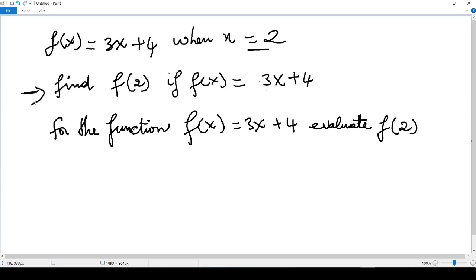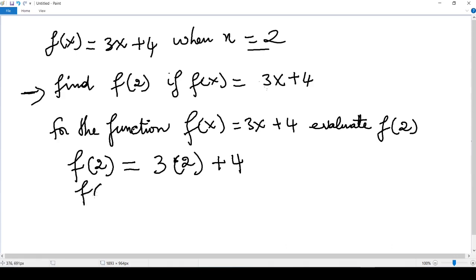So here we know our x, which is 2. We just replace it in our function. So everywhere that I have x in my function, I will replace it by 2. So f of 2 should be equal to 3x, so x is 2, right? Plus 4. So this one doesn't change. I'll keep writing this. f of 2 is equal to 3 times 2, 6, plus 4. So f of 2 is equal to 10.